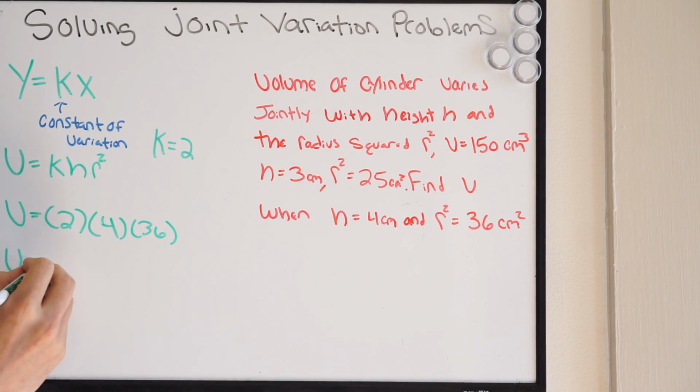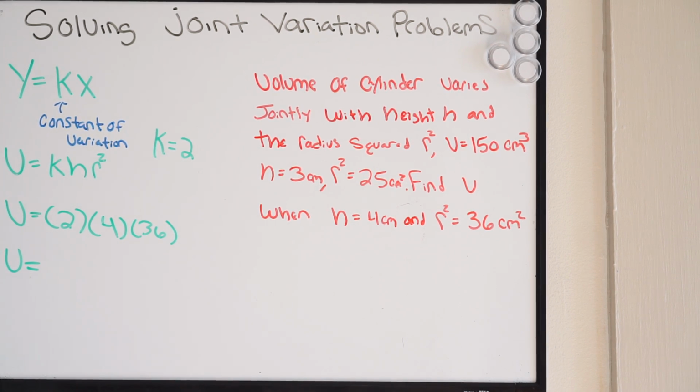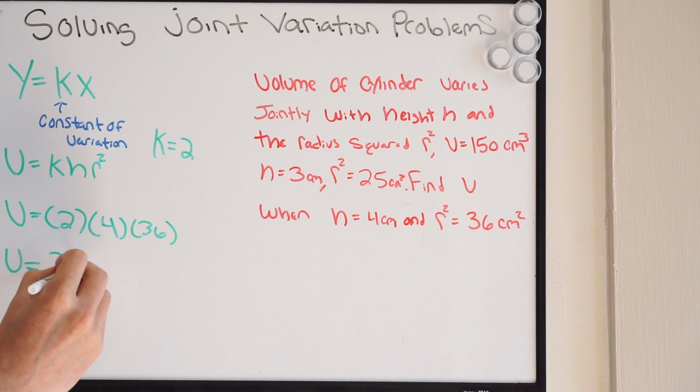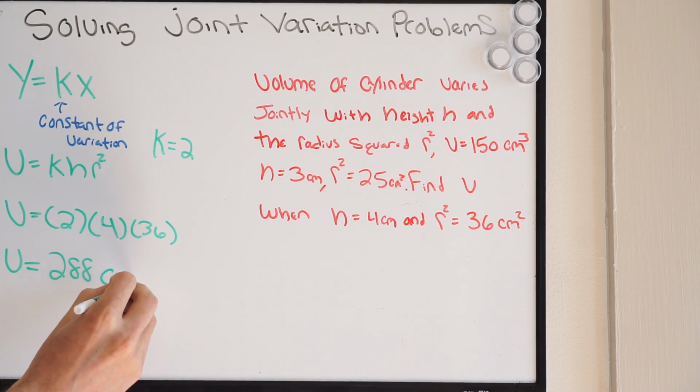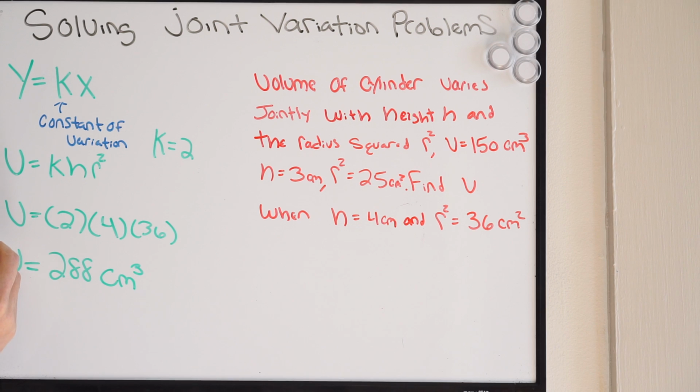Okay, so our volume here, when we plug this in, we get 2 times 4 times 36, and we get 288. So 288, we're talking about volume here, so it's going to be centimeters cubed. Alright, and this is our final answer right here.